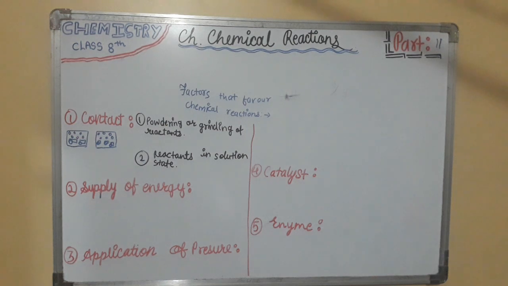From the above figure, it is clear that the number of collisions is less when the surface area of CaCO3 is less. When the marble chips are powdered or broken into smaller particles, the surface area is increased, thereby increasing the number of collisions between the marble chips and HCl molecules. This increases the rate of reaction. Thus, more is the surface area, more is the rate of reaction.